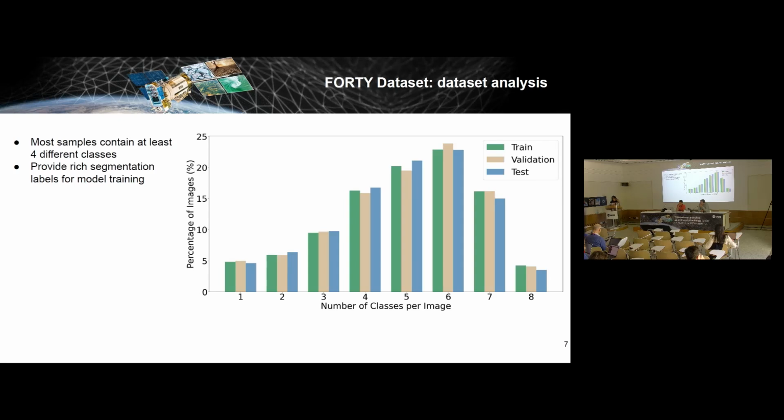And this is another analysis. Here the figure shows the number of classes within one single image. And as you can see, most of our samples contain at least 4 different classes within one single image. This means this is quite good to train a deep learning segmentation model, as you have enough classes within one label.